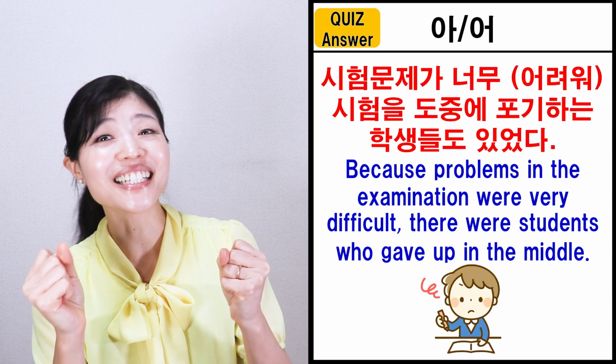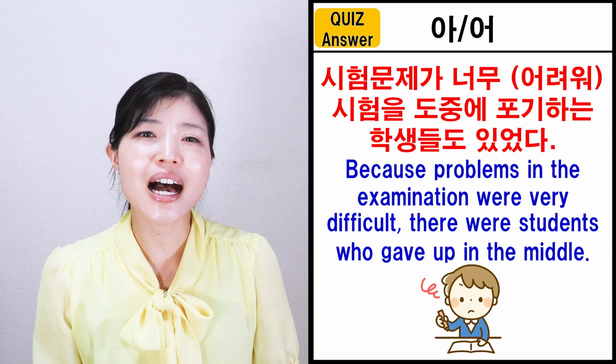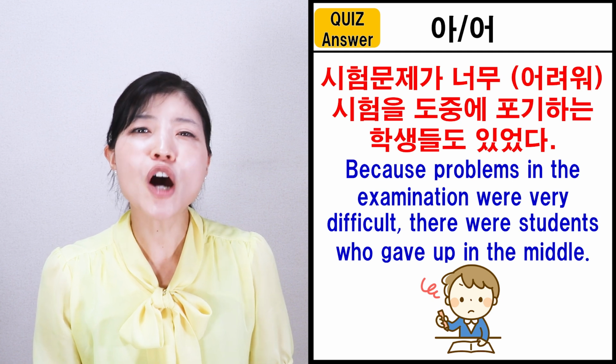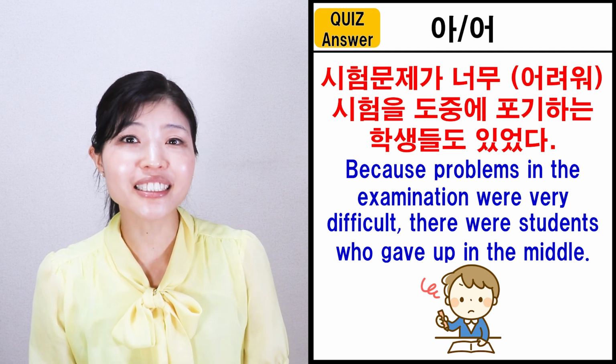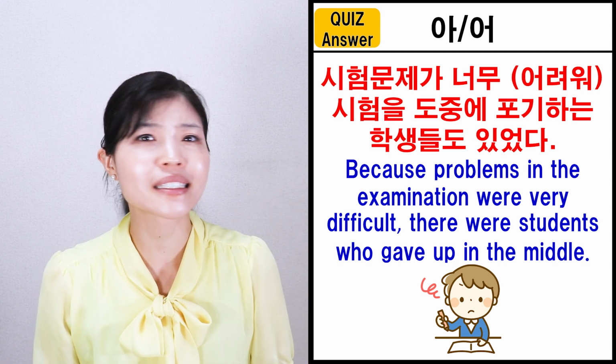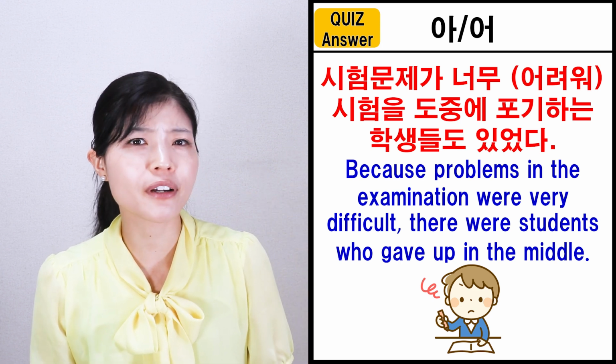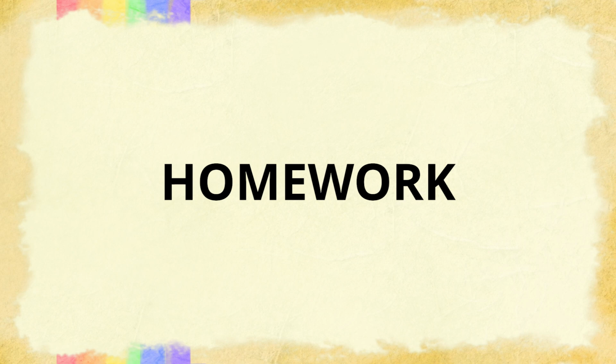Then let's read the sentence together. 시험 문제가 너무 어려워 시험을 도중에 포기하는 학생들도 있었다. Please read this sentence by imagining a buzzing classroom due to the difficult exam problems.